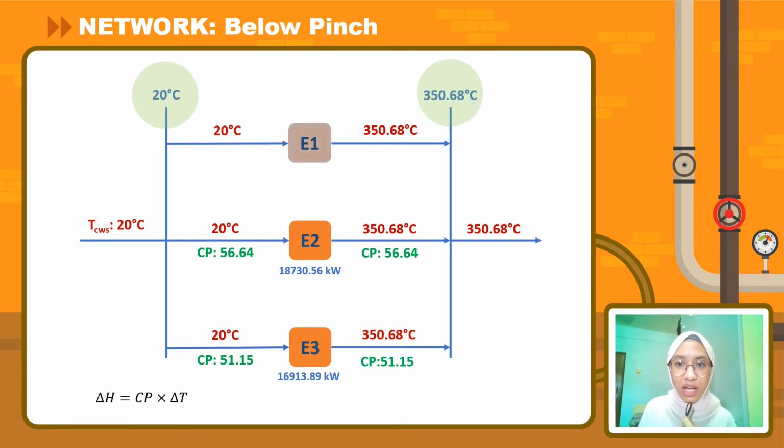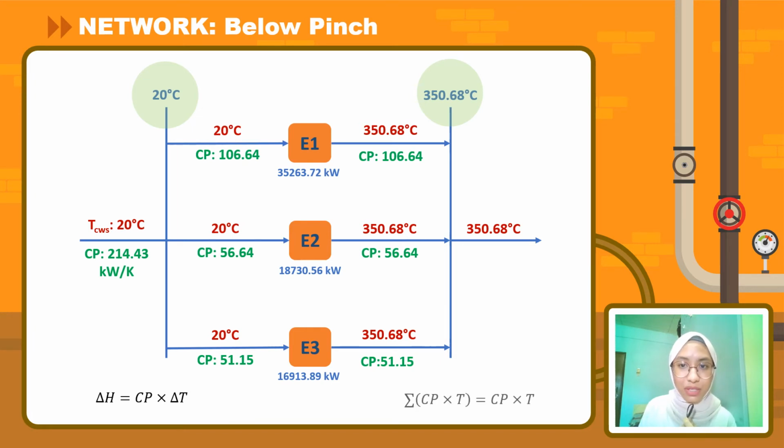For cooler 1, we must find the CP to get the enthalpy of the cooler. First, we must subtract the inlet CP for cooling water supply, which is 214.423, with the CP for cooler 2 and cooler 3 to get the CP for cooler 1, which is 106.64. Then, we will calculate the enthalpy for cooler 1 below pinch, which will be further used in above pinch calculations. For this case, we got 35,000 kilowatt. To get CP pinch, we must use this formula, which will give us 214.43.